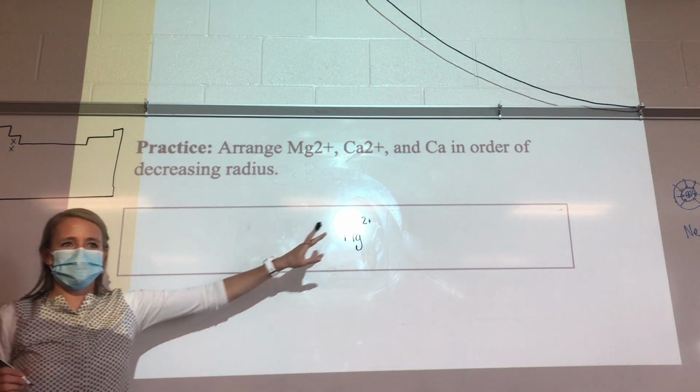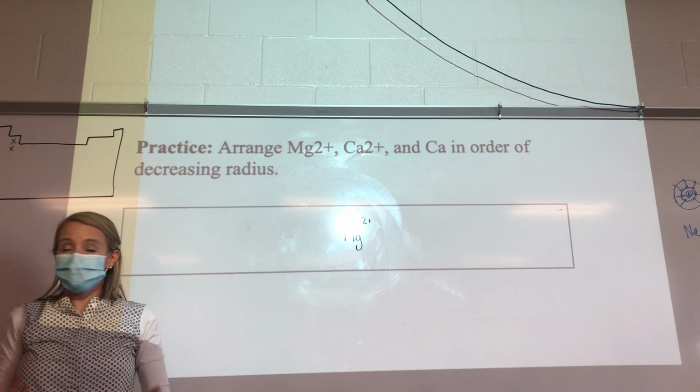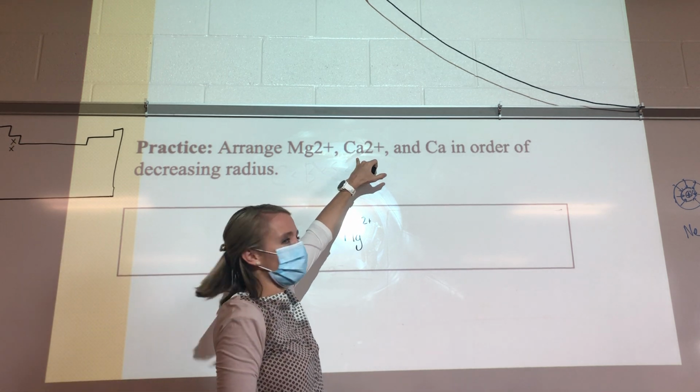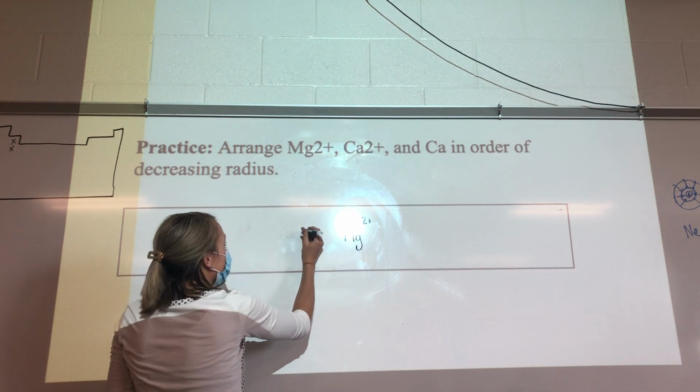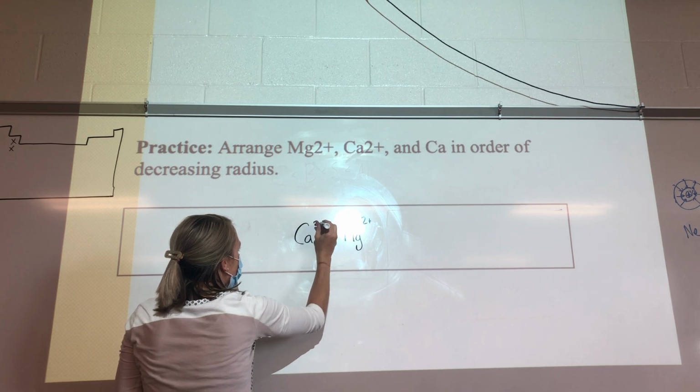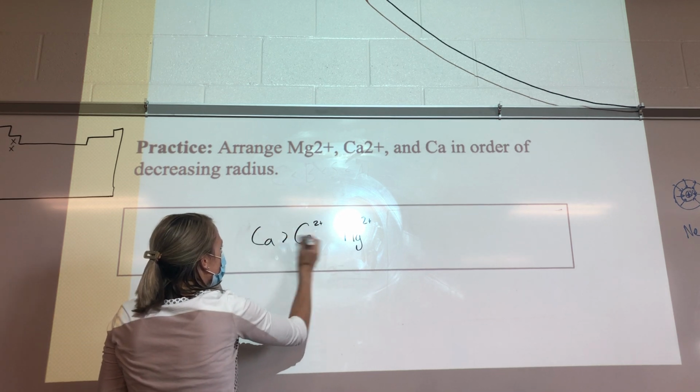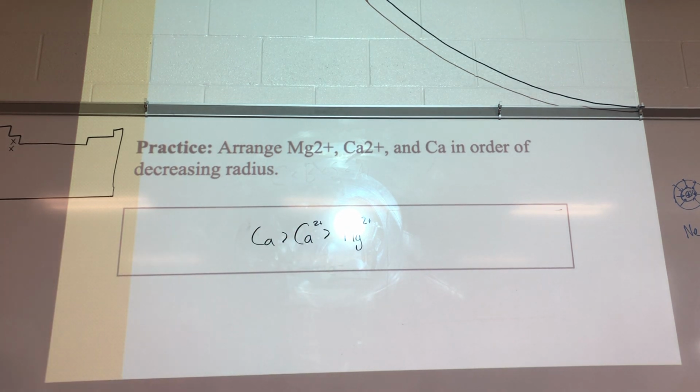Okay, so I know that this one's the smallest. Then I just say, all right, well, cations are smaller than the atom itself, so there's my order. Have a smiley face if you got that order as well. Any questions on that pattern?